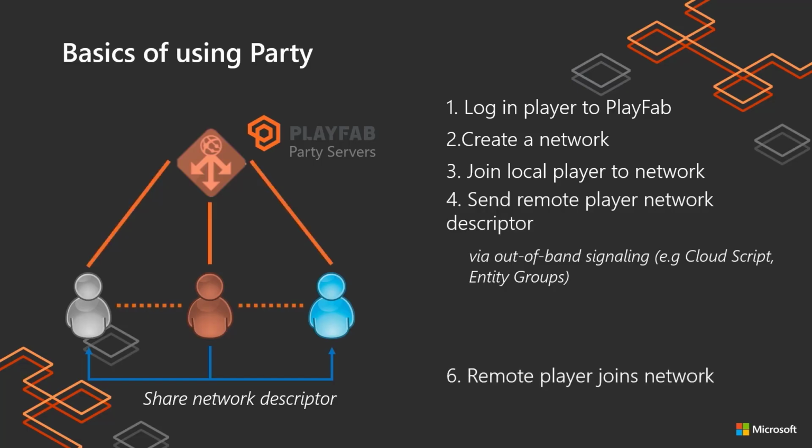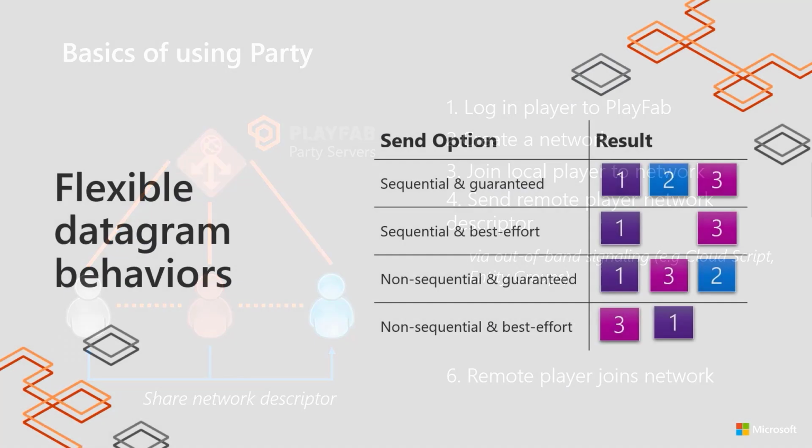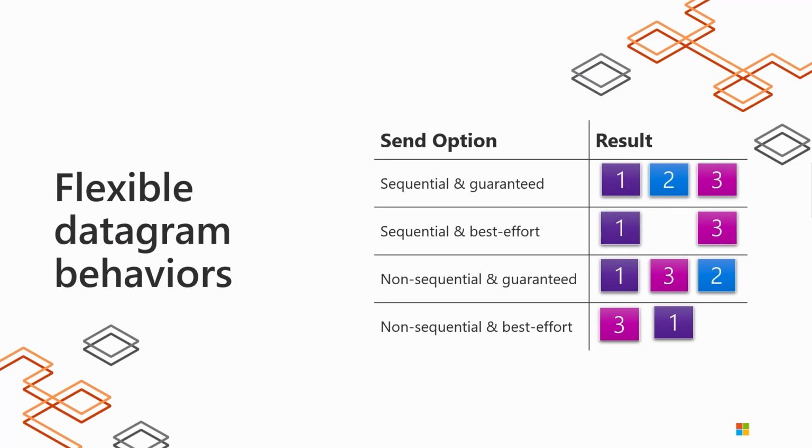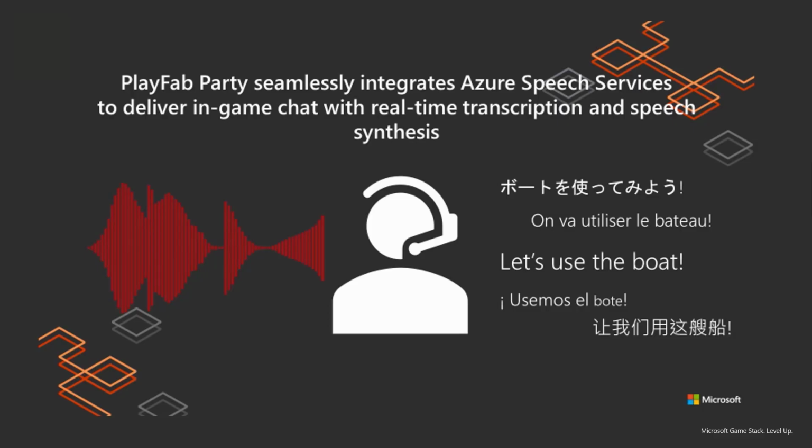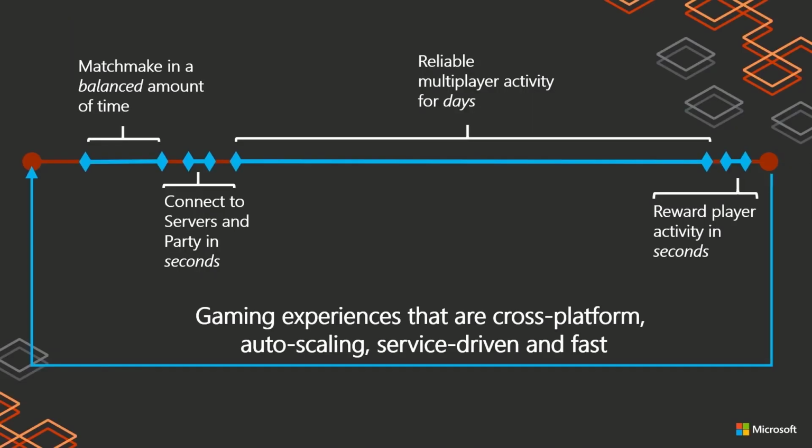But you can also matchmake with Party. With Party, you connect to a relay server, and then you can choose multiple datagram behaviors on how you want the packets to be sent in and out. The great thing with Party is that it connects everyone together. Whether you're Chinese or English or French, everyone can understand each other using Azure speech services that is already included in the service. With the PlayFab Matchmaker, Server, and Party, you're going to be able to give the best experience all around the world to your players.